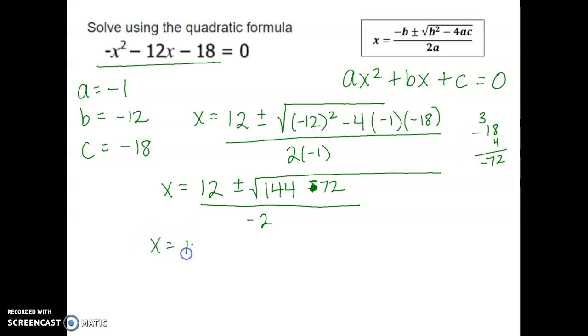All right, let's simplify it further. So we have 12 plus or minus the square root of... Okay, that's incorrect. Let's try this again.